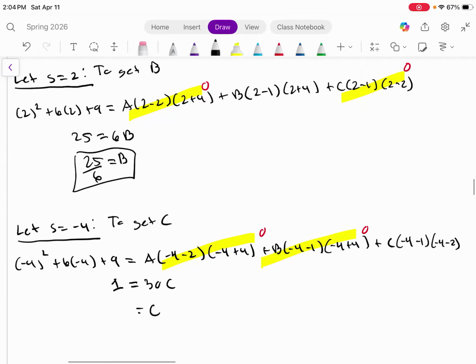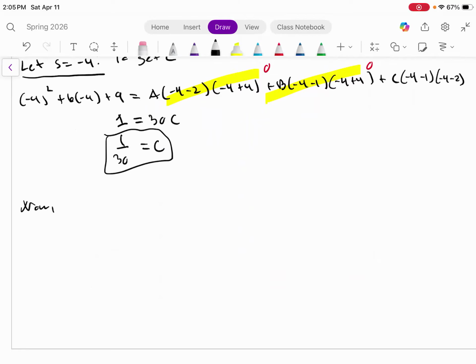All right, so we figured out what A, B, and C are to our partial fraction decomposition. So we did a lot of this side work. Let's bring it back to the Laplace. Now come back to Laplace.